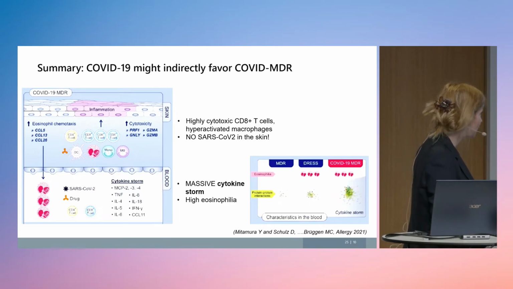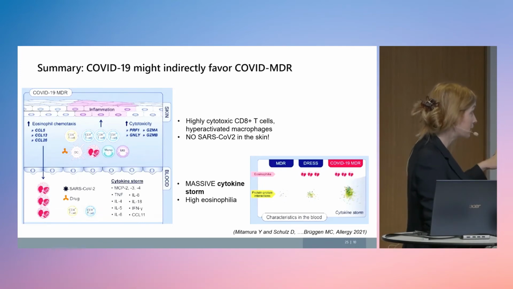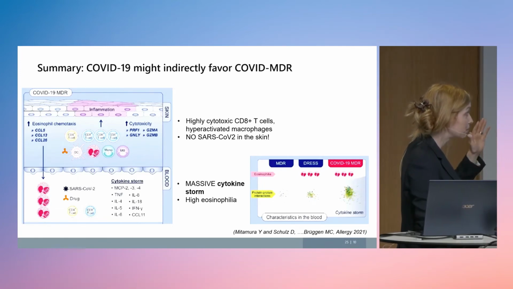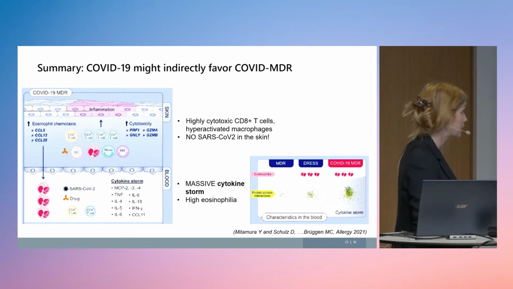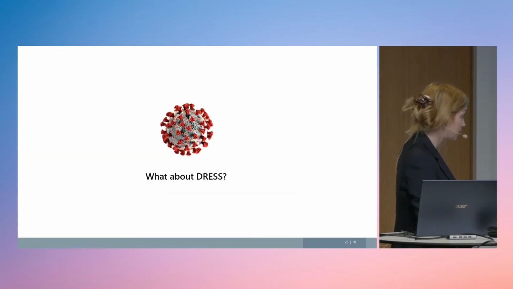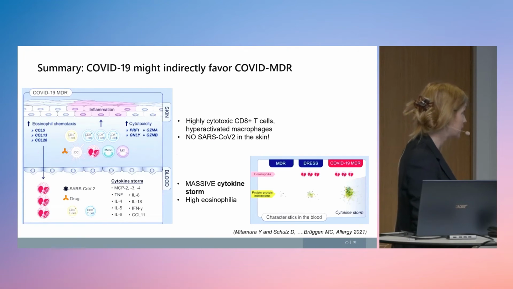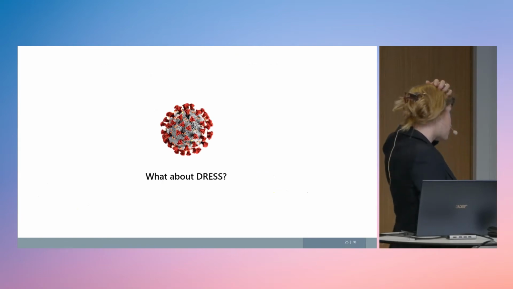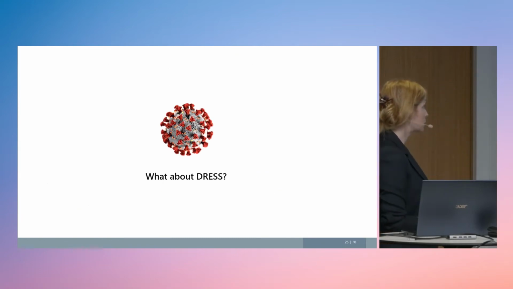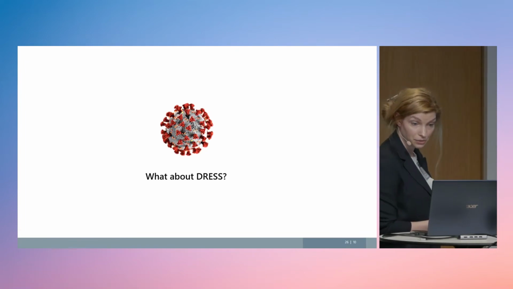And this fitted with what we found on a systemic level, which was basically a massive cytokine storm and high eosinophilia. And we did not find this in other patients who were also on the ICU with a similar course of COVID-19, but not these drug reactions. And we did not find something similar in DRESS and regular MDRs. So of course we have talked about DRESS in more general. Now, what was it with DRESS in the COVID-19 patients?